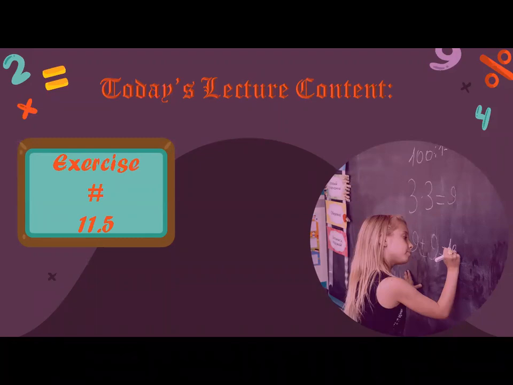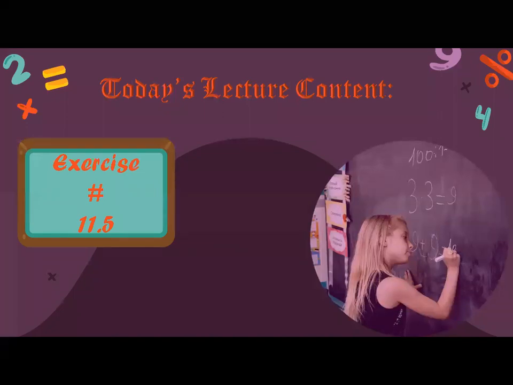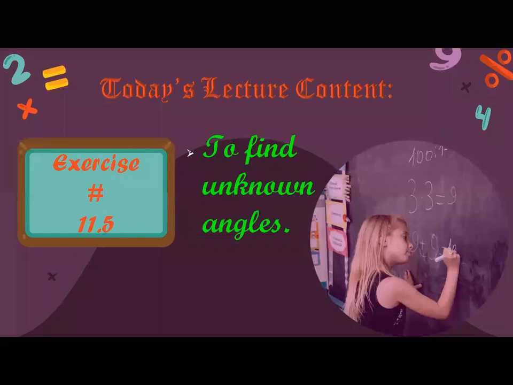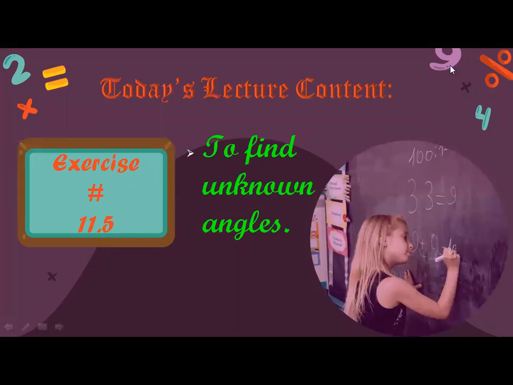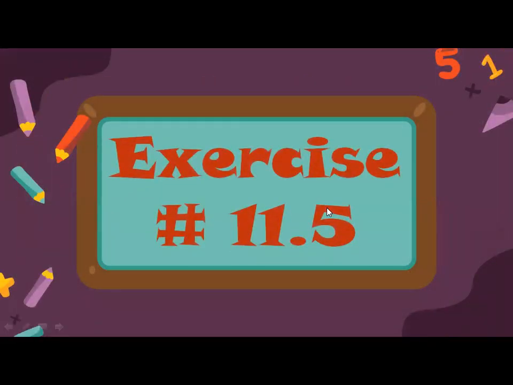If you remember, we have already started our exercise number 11.5, and so far we have done question number 1, 2 and 3, and now we have already started question number 4. So today we are going to continue question number 4. The topic from question number 4 is to find the unknown angles. Means you are going to learn how to find an unknown angle. So let's start from exercise number 11.5.